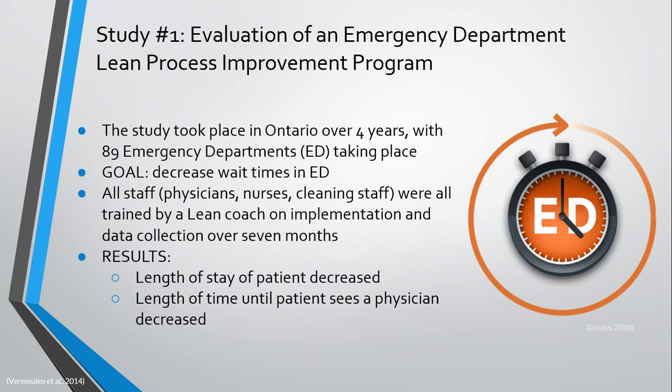All staff members, including physicians, nurses, and cleaning staff, were a part of reducing wait times from arrival to discharge. The transition took place over 7 months, where each emergency department was given an individual who was to coach staff on how to implement Lean into reducing wait times and how to track the changes. Emergency department wait times were measured from the time the patient registered with the triage nurse to the time they were looked at by a physician.